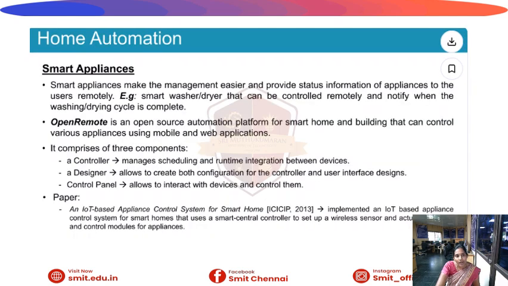Next one is the smart appliances. Smart appliances make management easier and provide status information of appliances to the users remotely. Smart washers or dryers can be controlled remotely and notify when the washing or drying cycle is complete. OpenRemote is the open source automation platform for smart homes and buildings that can control various appliances using mobile or web applications. It comprises three components.